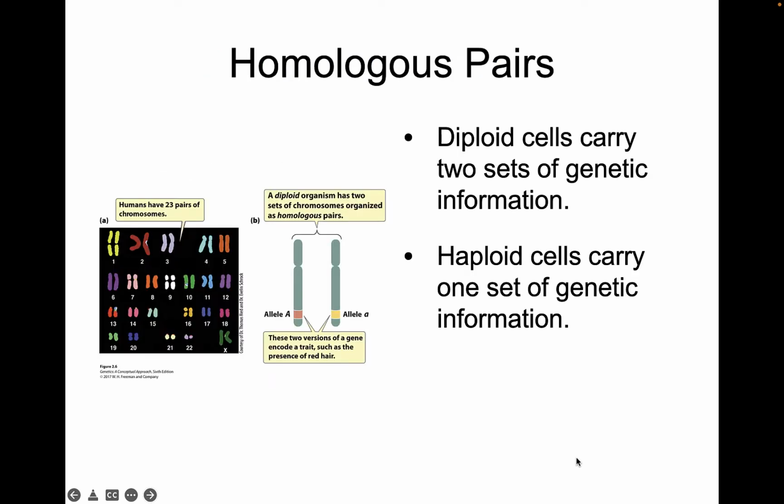So what do I mean by homologous pairs? In a cell, if we're talking about a diploid cell, di being two, a diploid organism has two sets of chromosomes that are organized as what we call homologous pairs. So they're the same type of chromosome, they just may have differences, as one would come from the maternal side and one from the paternal side. But ultimately, we say humans have 23 pairs of chromosomes, or 46 chromosomes.